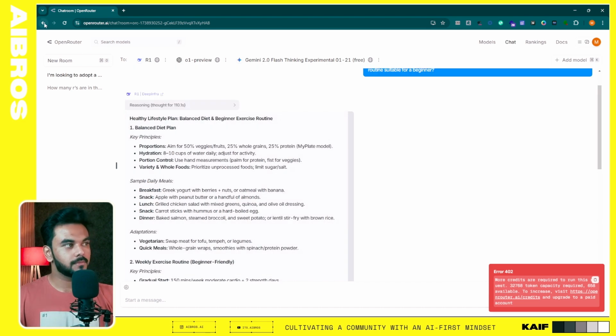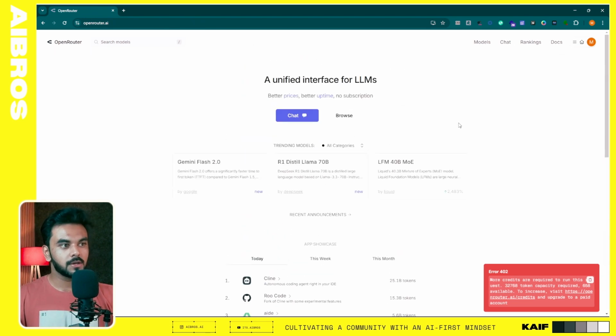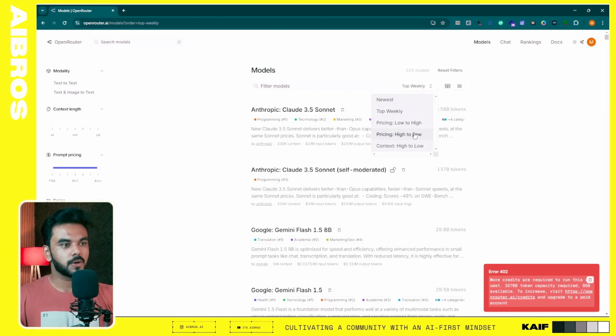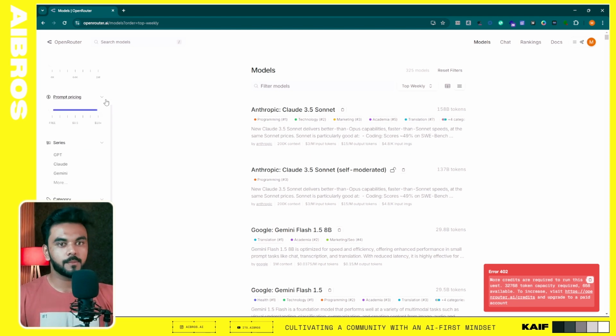Okay, now let's explore the other features of OpenRouter. Talking about the browse feature, here you can filter the models and search the models. You can filter by top, weekly, or price low to high, price high to low, context high to low. You have different sections over here. Modality, that means what type of model do you need? Do you need text to text, text to image? What context length do you need? What should be the prompt pricing? And should it be a GPT series or a BERT series or a Gemini series?